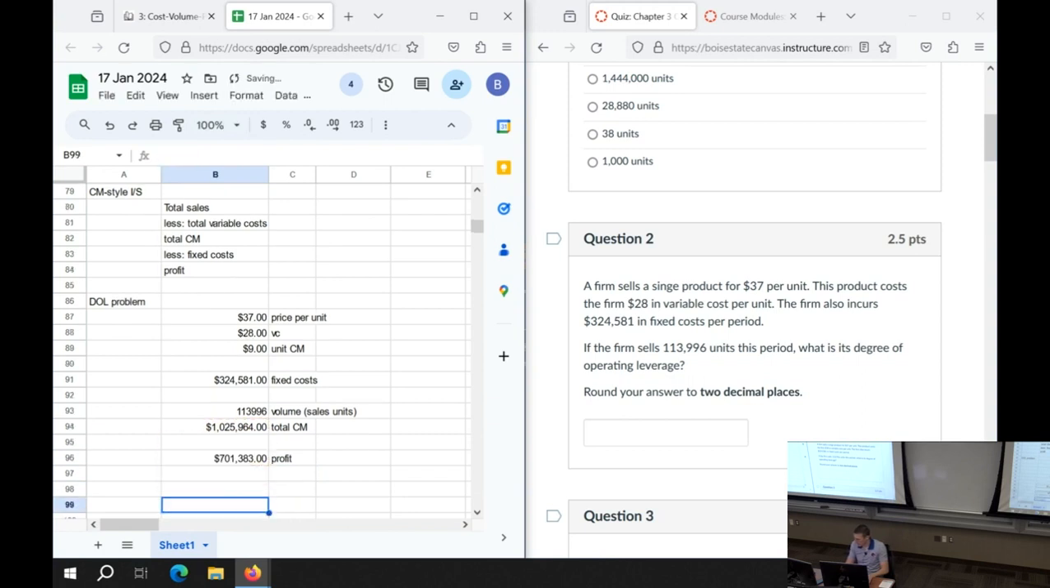Great. Take the numerator divided by the denominator. 1.46 should be our degree of operating leverage. Let's see if it will accept that.